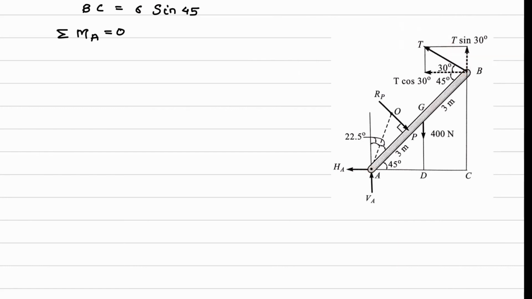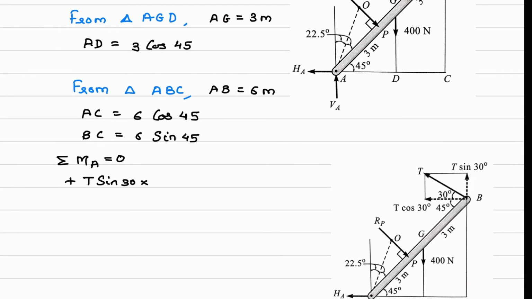So plus T sin 30 into, what is the distance? This distance is AC. AC we have already calculated here, or we can write down AC and later you can substitute the value. What is AC? It is 6 cos 45.